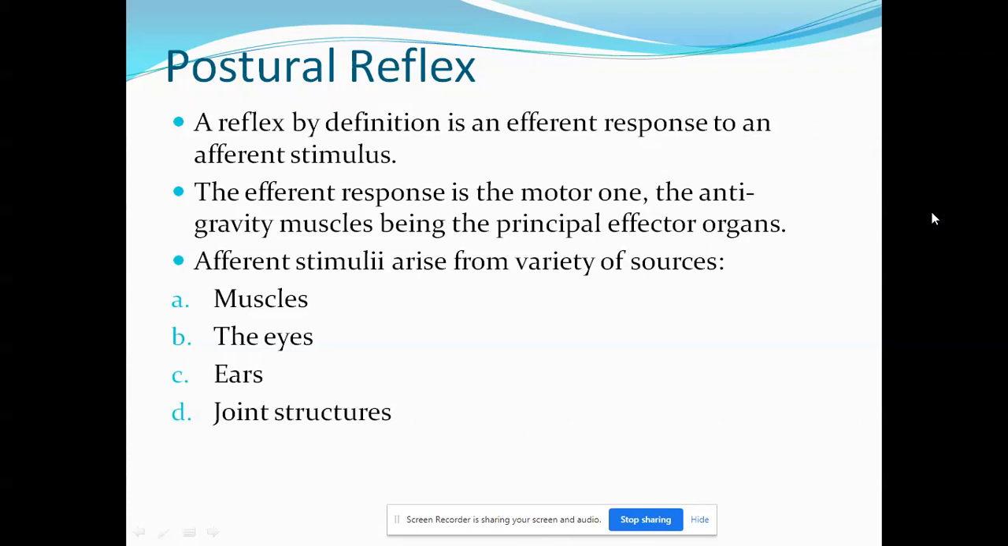Afferent stimuli, that is towards the brain, arise from a variety of sources. We will be discussing these further. Let's just memorize them: muscles, the eyes, ears, and the joint structure. Each one has some sensors to pick up the signal, which are passed through various PNS to the brain and spinal cord.